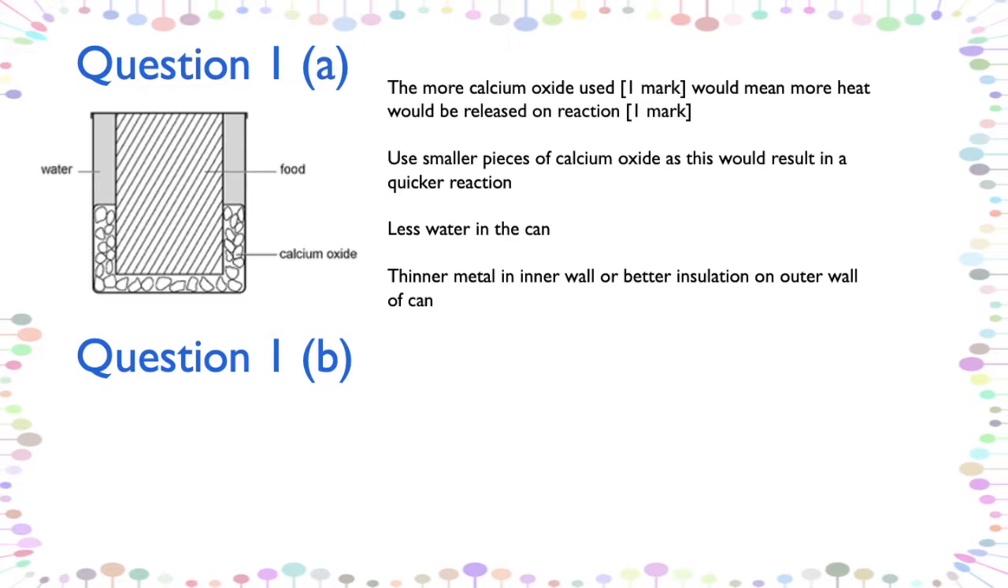You could also say that you can use smaller particles of calcium oxide, and this would result in a quicker reaction. You can also think about it in terms of the water, so there could be less water in the can, or thinking about thinner walls on the can.